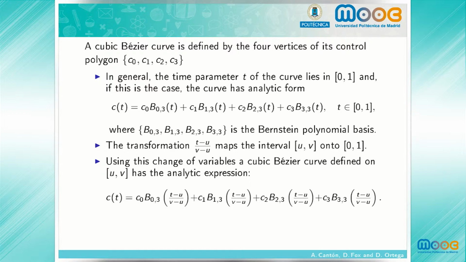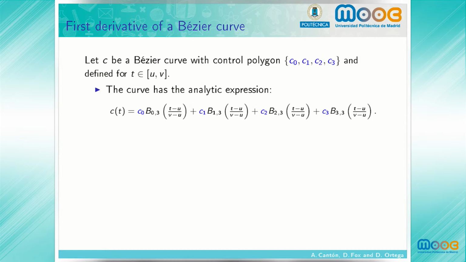Using this change of variables, the cubic Bezier curve on the interval u to v has an analytic expression exactly like the analytic expression of the cubic Bezier curve on the interval 0 to 1. The only difference is that the arguments of the Bernstein polynomials have changed from t to (t minus u) divided by (v minus u). Now we can use this expression to study the derivative of the cubic Bezier curve.